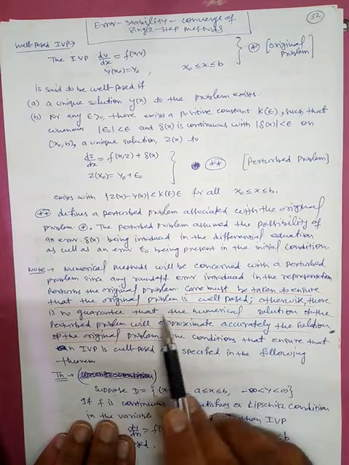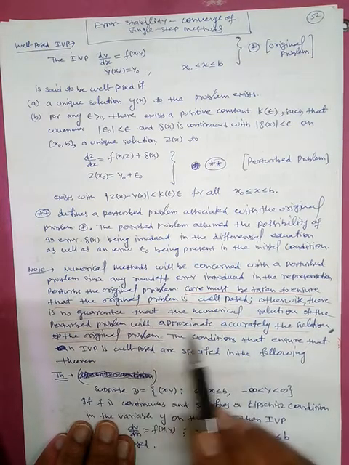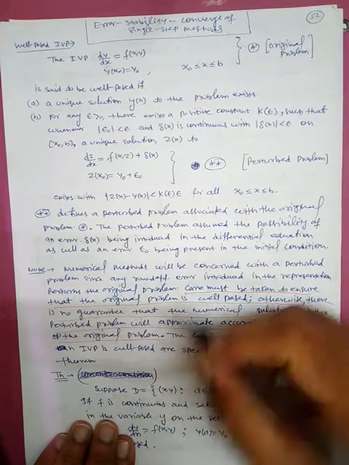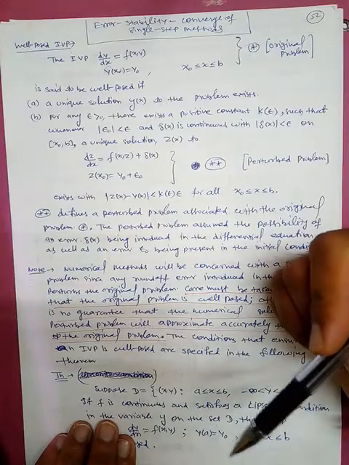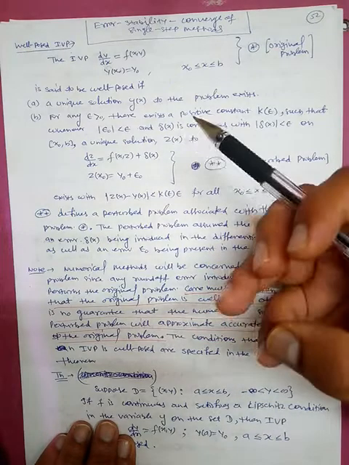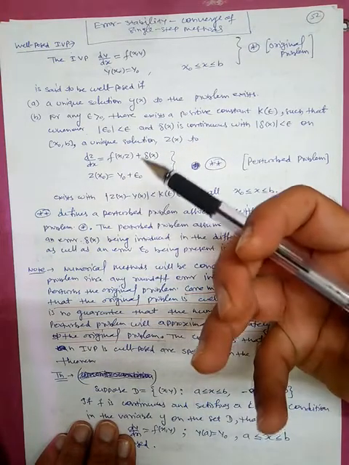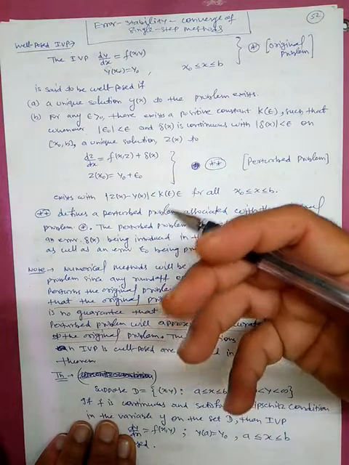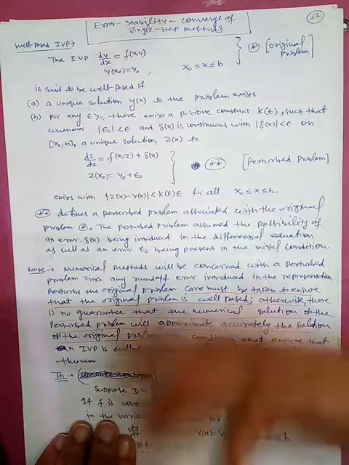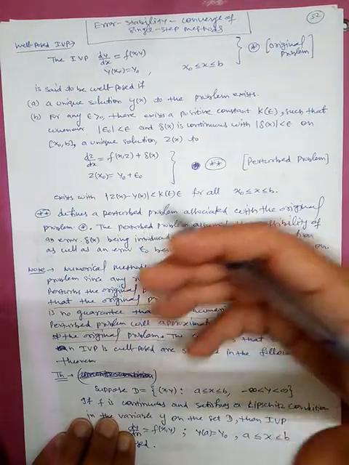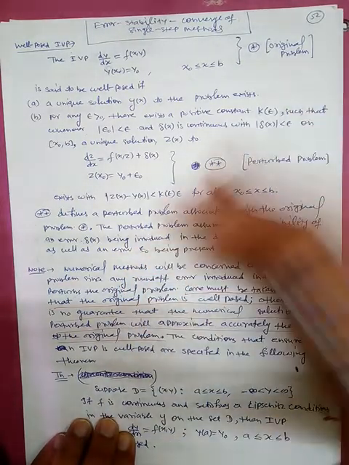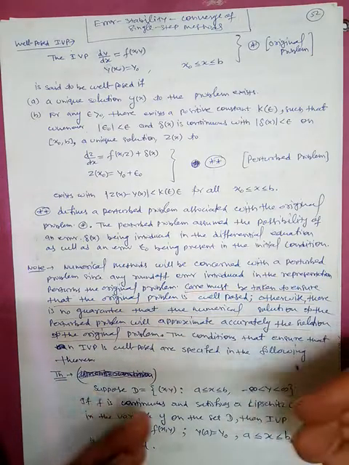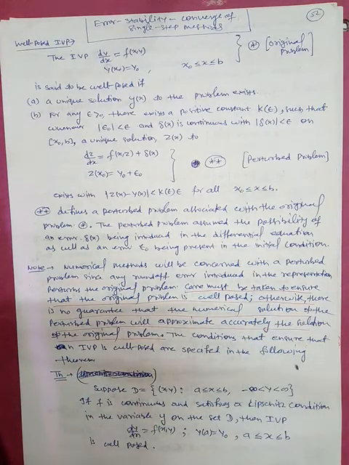Otherwise, there is no guarantee that a numerical solution to the perturbed problem will approximate accurately the solution of the original problem, because using numerical methods we are trying to find the approximate solution. So if the problem is well posed, then we will reach towards the accuracy by applying the numerical methods. However, if the problem is not well posed, then what will happen? We may get a very different solution from the exact solution. The exact solution is different and we will get an approximate solution which is far from the exact solution.